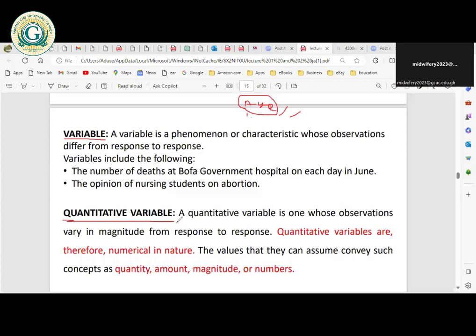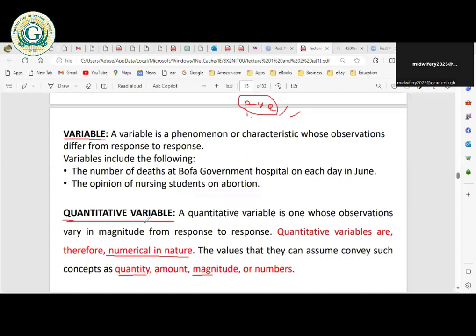So for the quantitative variable, it's a variable that we are able to quantify. Any variable that we are able to quantify, we are able to measure. And these variables are numerical in nature. You always get them as numeric, you always get them as numbers. And so any variable that exhibits this character is referred to as a quantitative variable. We always get them as numbers because we are able to quantify it.